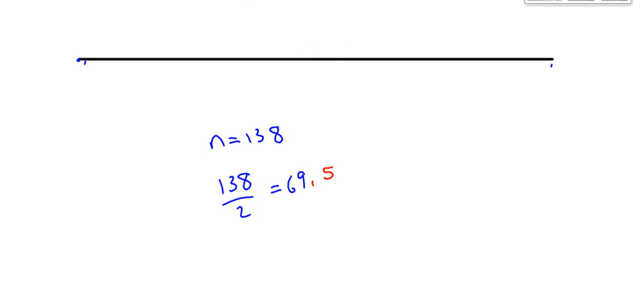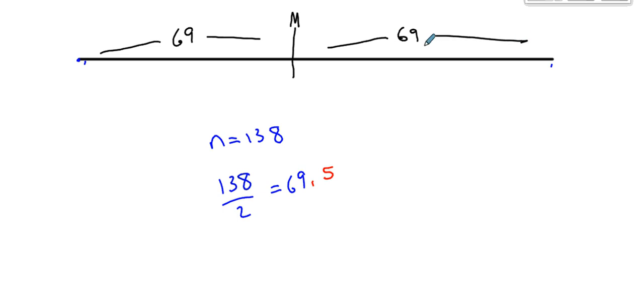So let me just make that a little neater. So here's where the median is, capital M for median. And there's going to be 69 pieces of data before it and 69 pieces of data after it. That visually I can see. I can also see the numbers. So that means I need to figure out what is the 69th piece of data, what is the 70th piece of data, and then I'm going to find the midpoint of those two.